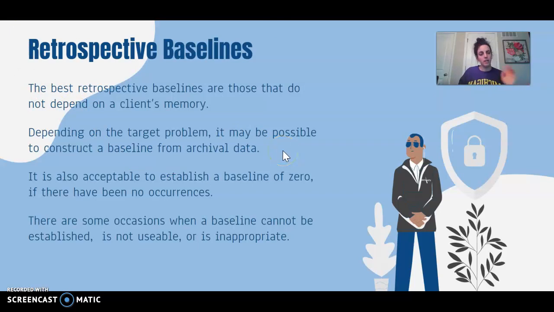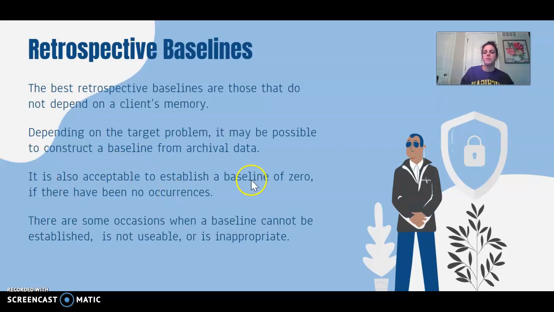Now, depending on the target problem, you might be able to construct it from archival data. Like I was saying, you might have it from a different agency they were working with. There just might be some random information from somewhere that you can establish, but it's not always the case.